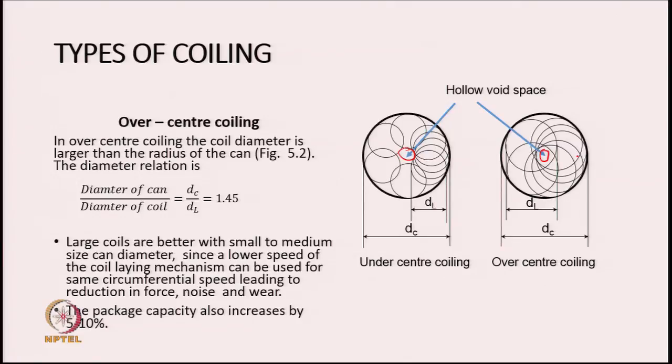The diameter relation is that the diameter of the can and the diameter of the coil should have a value around 1.45. This is what we maintain. Large coils are better with small to medium size can diameter, since a lower speed of the coil laying mechanism can be used for the same circumferential speed, leading to reduction in force, noise and wear. This is the purpose why larger coils are better with small to medium size can diameters. The package capacity also increases by 5 to 10% when you go for over center coiling, that is, this type of coiling.